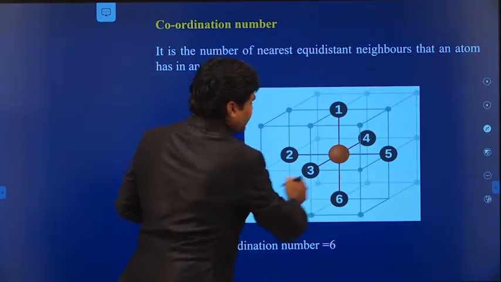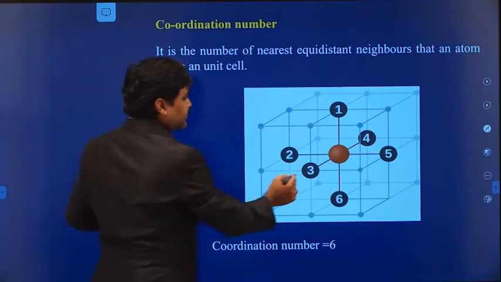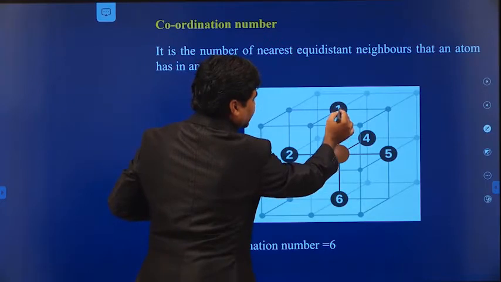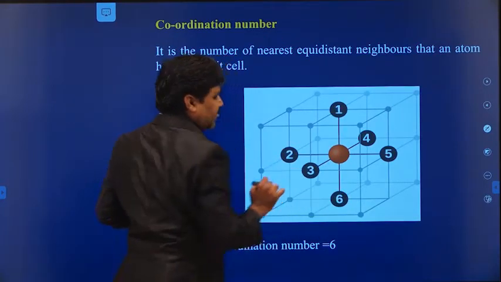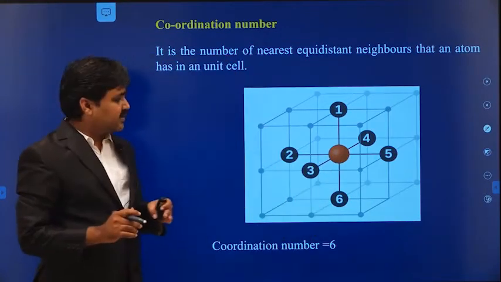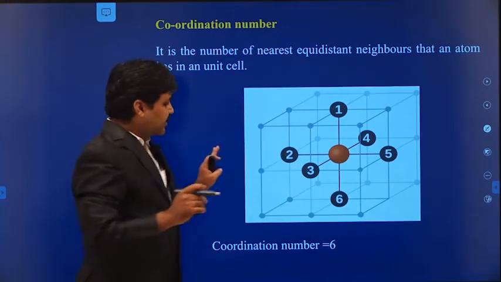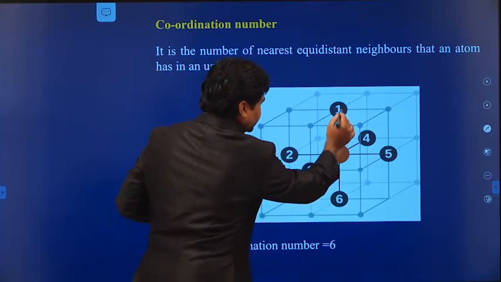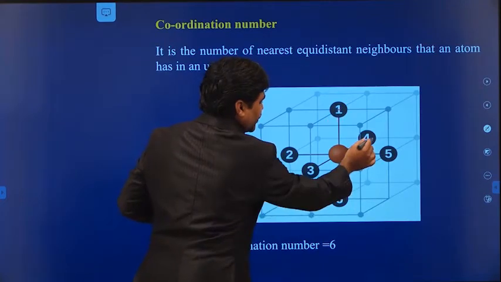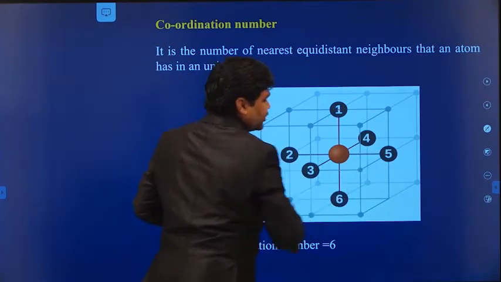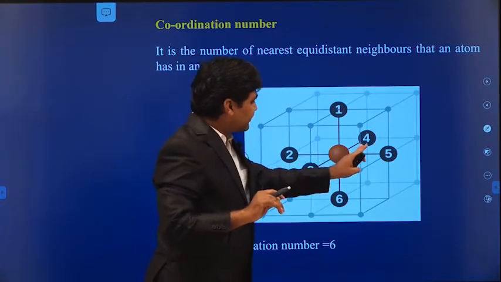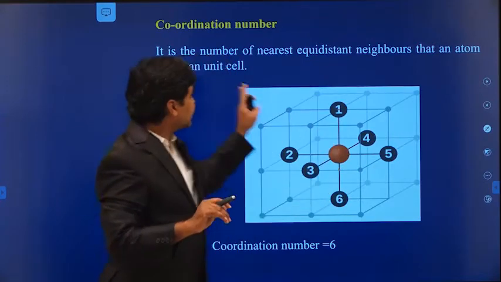Coordination number means the number of nearest neighbors. If you look at this unit cell and at this corner atom, you can see there are 2 atoms on the top and bottom at the same distance. There are many atoms, but to calculate the coordination number, the number of nearest neighbors, we have 2 atoms on the top and bottom, 2 atoms on the back and front side, and 2 atoms on the left and right side. In total there will be 6 atoms. So the number of nearest neighbors is equal to 6. This is called the coordination number.